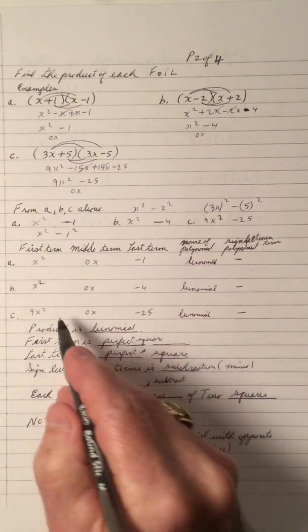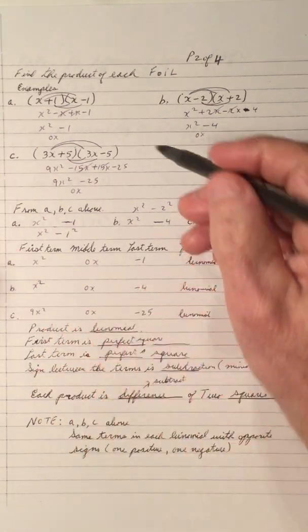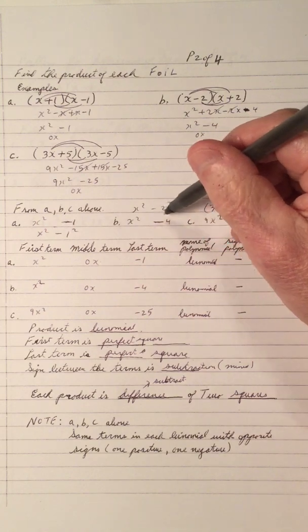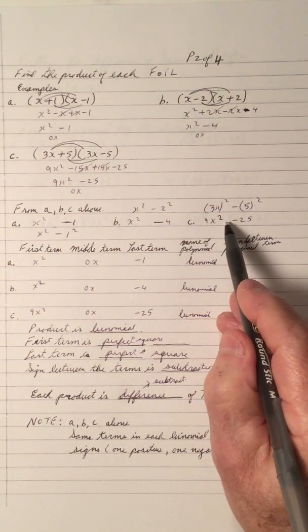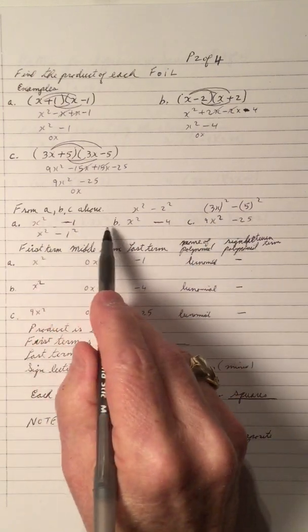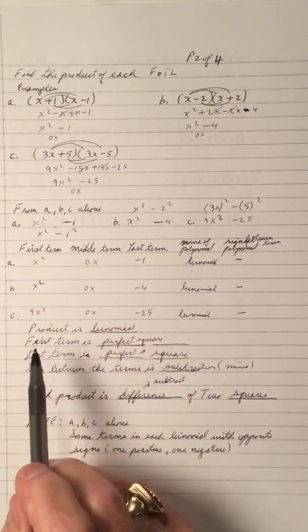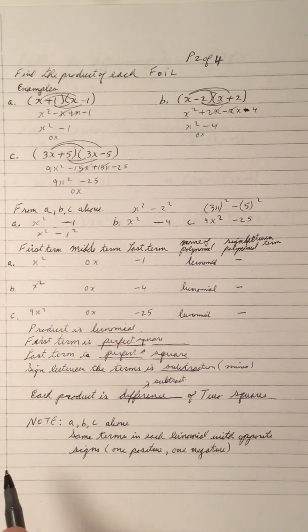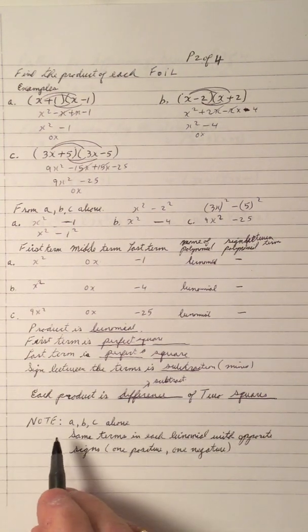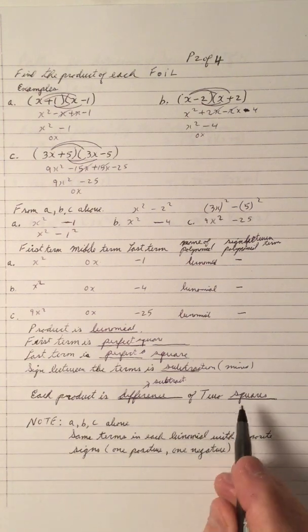So these two terms at the beginning and the end of this binomial, these terms are perfect squares. So we call this the difference of two squares. Each term, first and last, is a perfect square. So the difference of two squares.